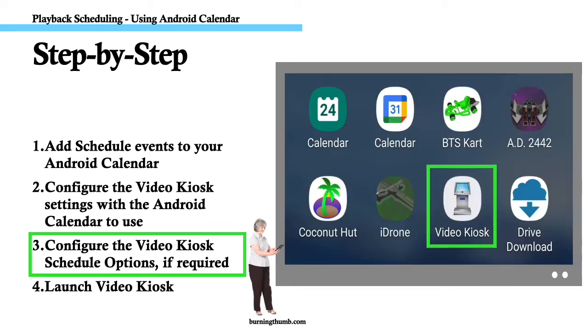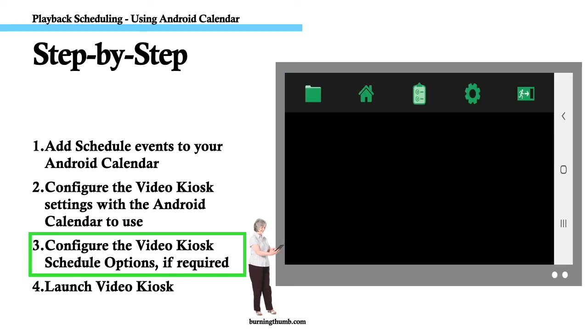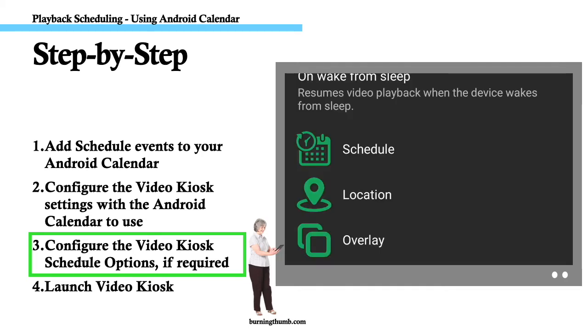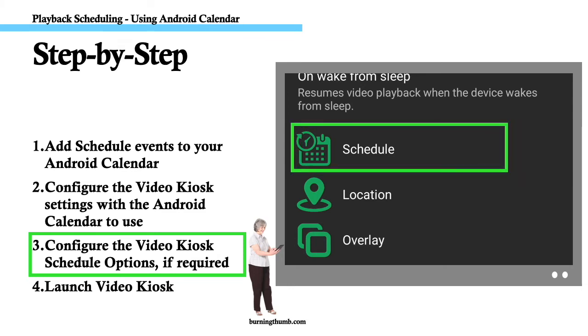Step 3. Configure the scheduling options. Video Kiosk has some scheduling options. The one we're going to set is Video Kiosk's behavior when no event is playing. The default is to display a blank screen.